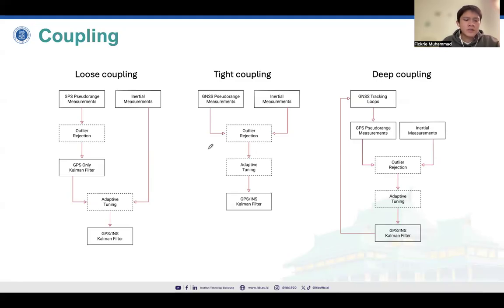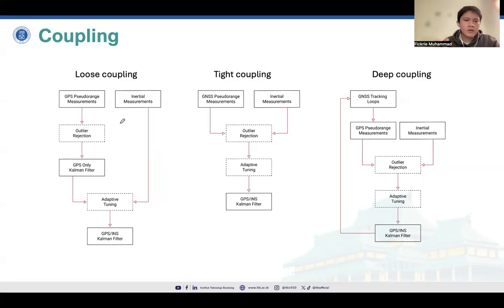So the loose coupling basically doesn't really incorporate the GPS measurements or the range measurements from the acoustic positioning systems. The advantage is that it is simpler, because both of the measurements are running separately, and the existing GPS or acoustic positioning system or INS can be combined with minimal integration effort, right?